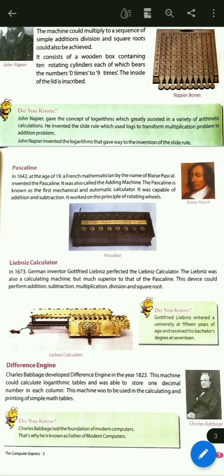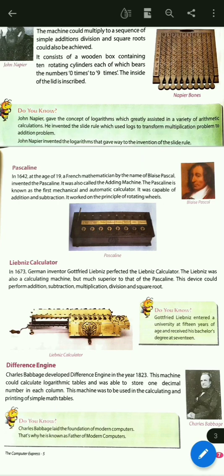Then comes the Leibniz calculator. In 1673, German inventor Gottfried Leibniz perfected the Leibniz calculator. The Leibniz was also a calculating machine, but much superior to the Pascaline.